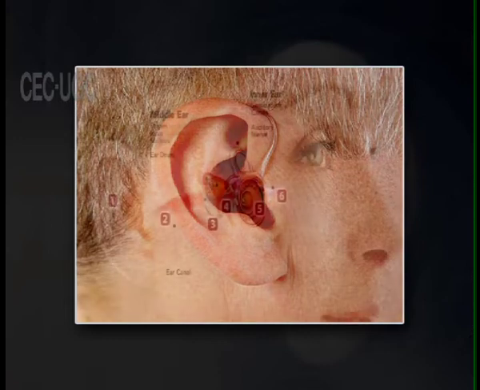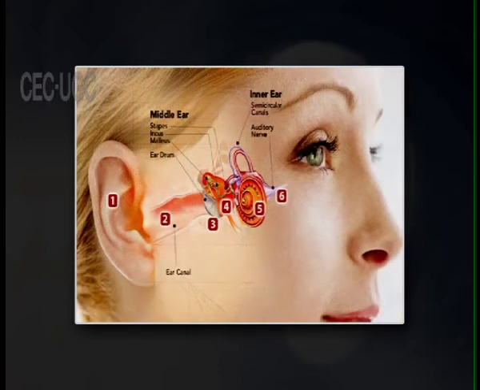Proper diagnosis rests on thorough understanding of the ear anatomy and physiology. There are various ways you can deal with hearing loss. Hearing aids and other devices can help you hear. Everyone knows about hearing, but what about hearing loss?